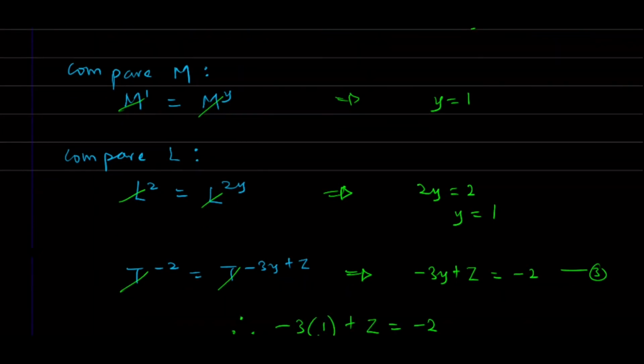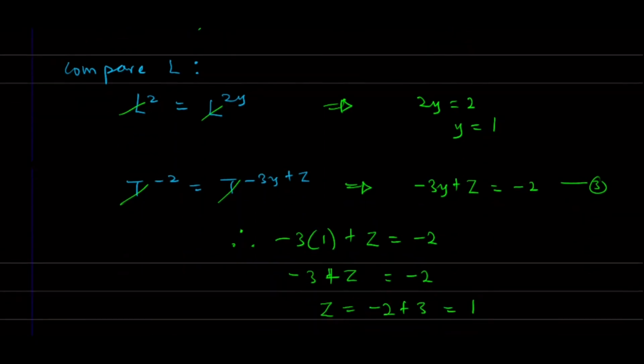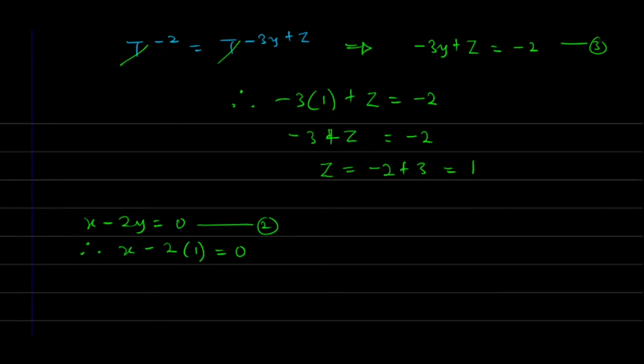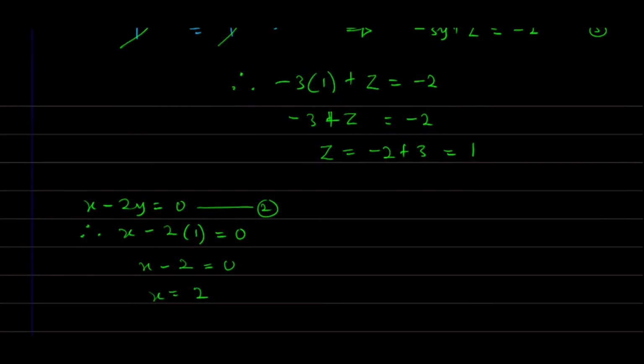From equation 2, we have x minus 2y equals to 0. So the value for y is 1. That means we have x minus 2 into bracket of 1 gives us 0. So we have x minus 2 equals to 0. Transfer the minus 2 to the other side, x becomes what? 2.